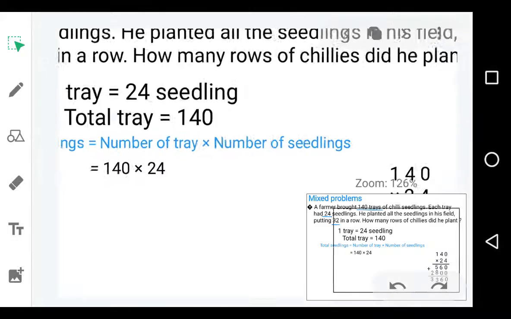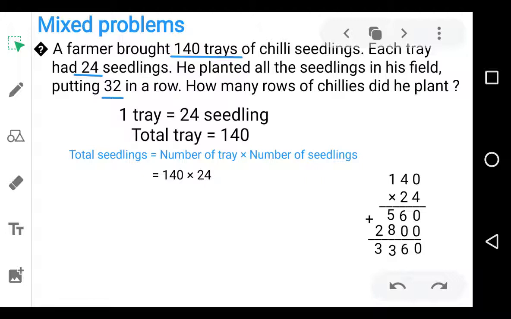So we get the answer 3360. We get the total number of seedlings. How many total seedlings? 3360. Now to find out how many rows were planted with 32 seedlings in each row, we divide 3360 by 32. See, here the dividend is 3360 and the divisor is 32.